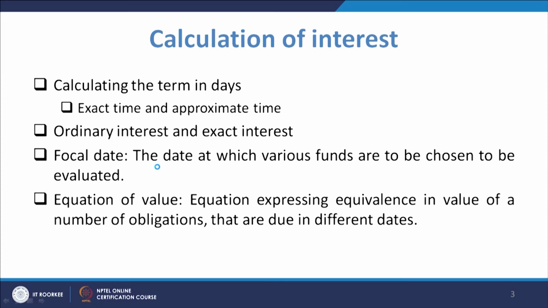Now, when you have to compare or find a value at a particular time, that is more convenient. Suppose some amount is due after 2 months, another amount is due after 4 months, and a third amount is due after 6 months. Now, how much is due in the last day? The amounts may be A1, A2 and A3. It will not be A1 plus A2 plus A3, because they are transacted at 3 different times. So, you have to find the value of all these at one particular time, and that date is known as the focal date.